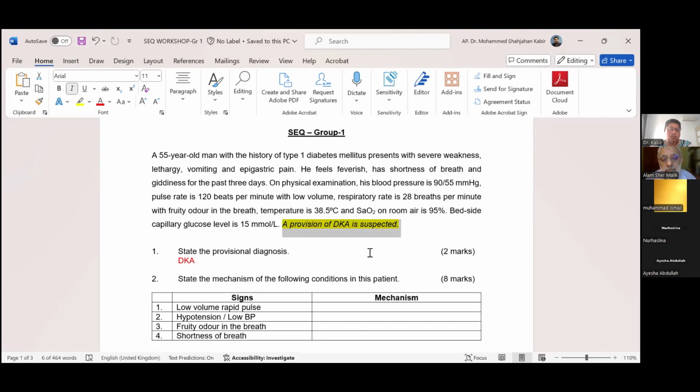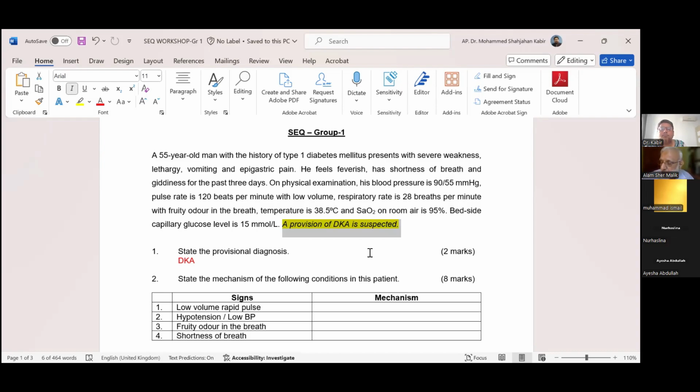Any other views from any other participant, please? Sir, in such cases, when we are marking the first question, the provisional diagnosis, the marking key should elaborate that if the answer is not exactly DKA but is any other differential, how many marks can be allocated, and when will it be totally zero? Because 2 marks have been given.